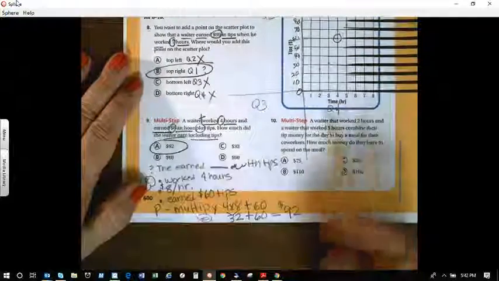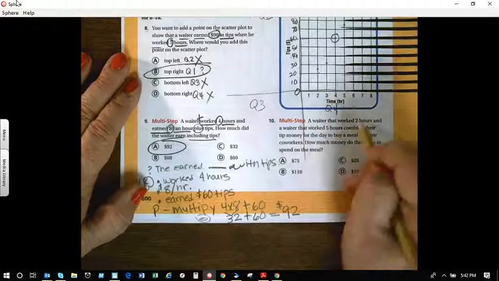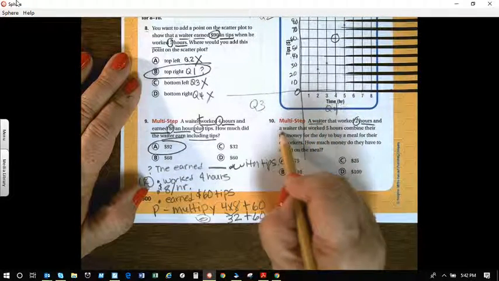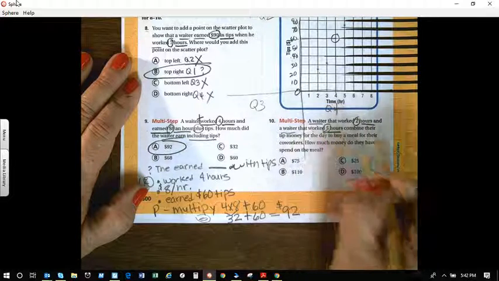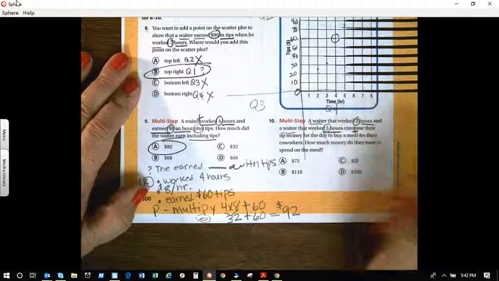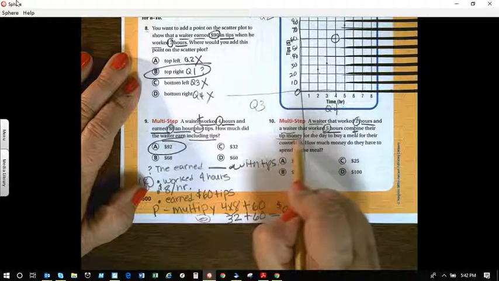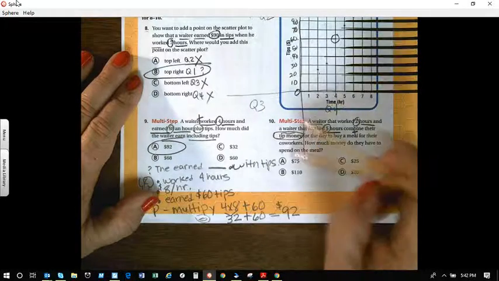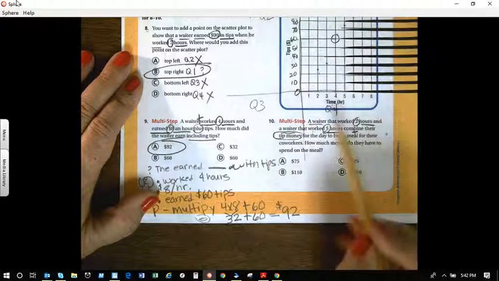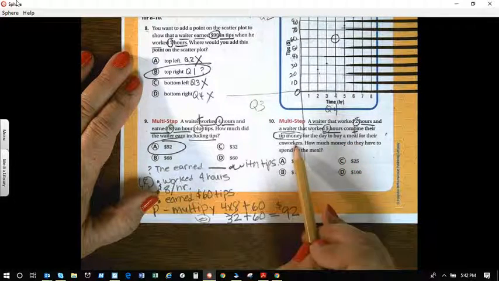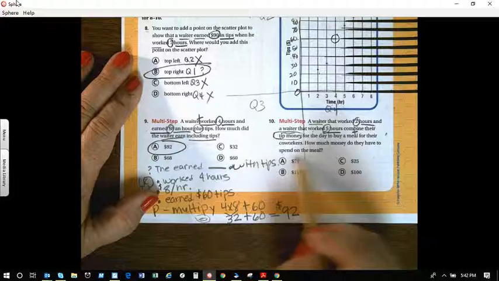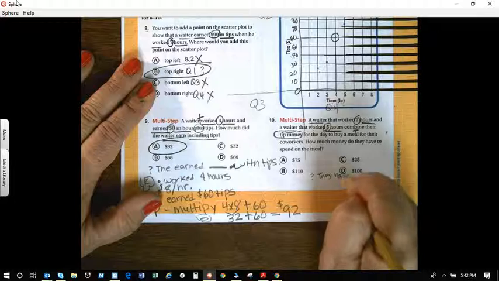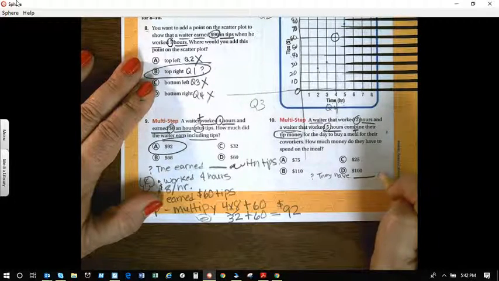All right, now let's look at number 10, multi-step problem. A waiter that worked 2 hours and another waiter that worked 5 hours are going to add their tip money for the day to buy a meal for their coworkers. So how much money do they have to spend on their meal? My question: they have blank money to spend on meals.